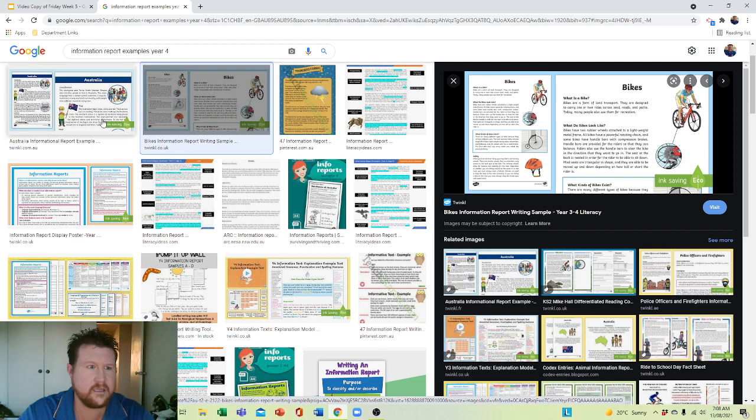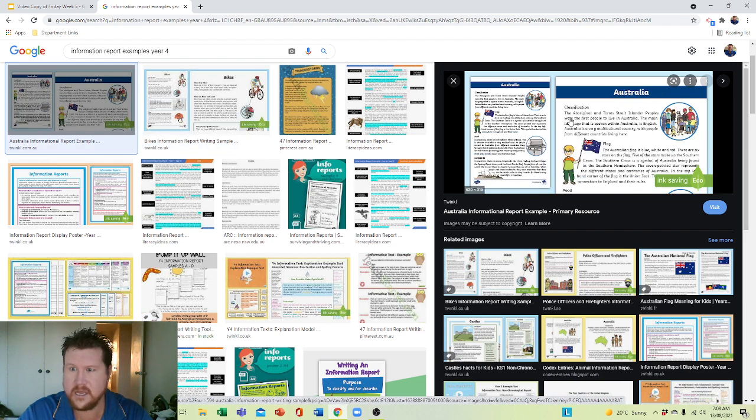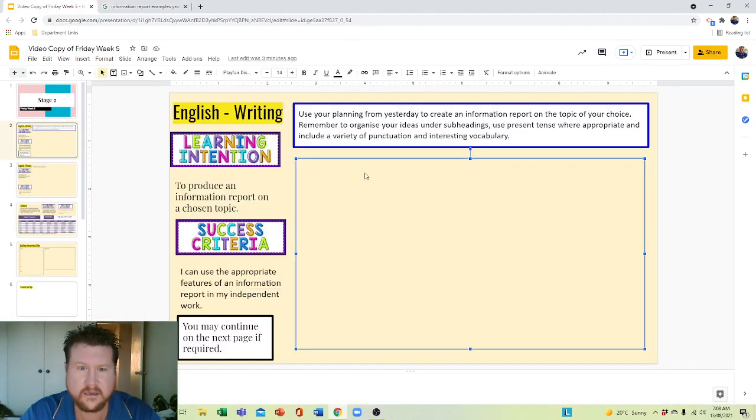Here's one on Australia. Look, Australia, that's the heading, and down here, subheading is classification. So the classification, the Aboriginal and Torres Strait Islander peoples were the first peoples to live in Australia. So it gives you different bits and pieces. It gives you examples.